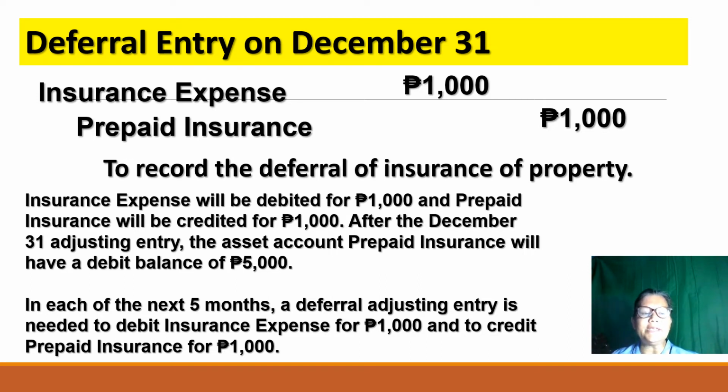After the December 31 adjusting entry, the asset account prepaid insurance will have a debit balance of 5,000 pesos. Therefore, in each of the next 5 months, a deferral adjusting entry is needed to debit the insurance expense for 1,000 and to credit prepaid insurance for 1,000.